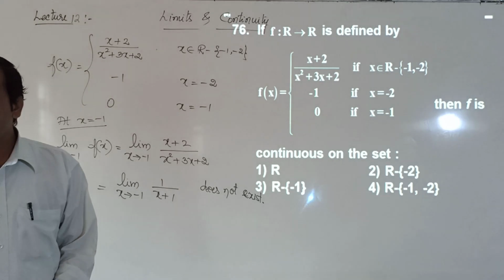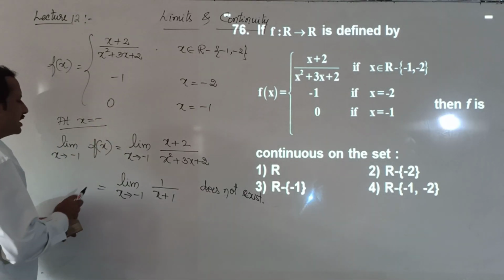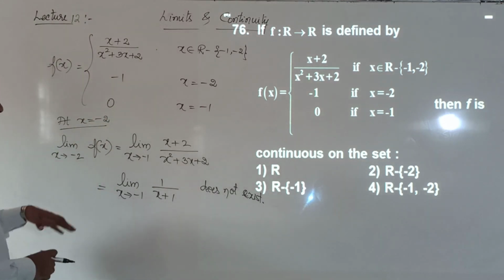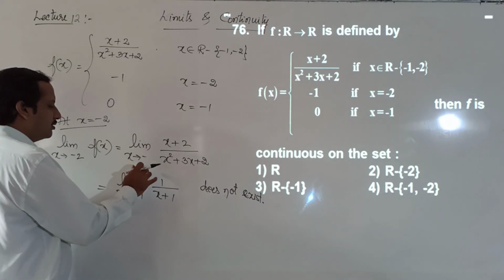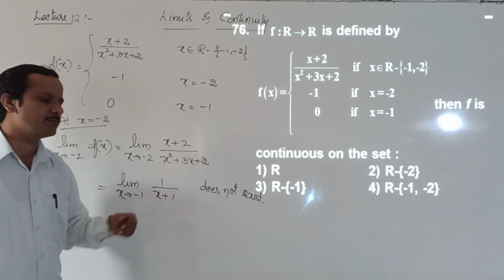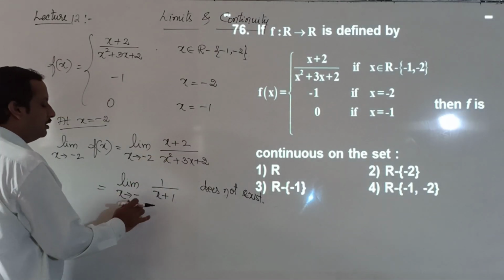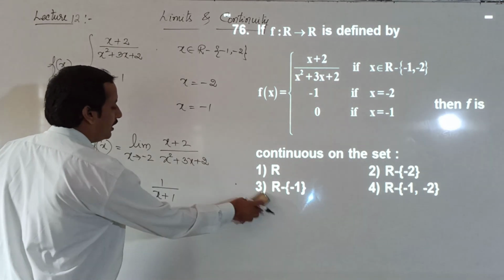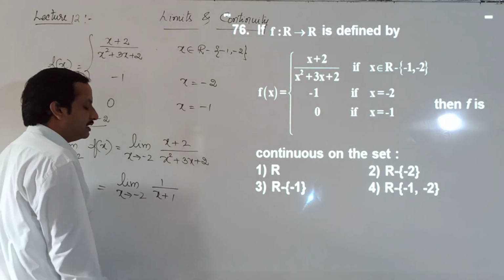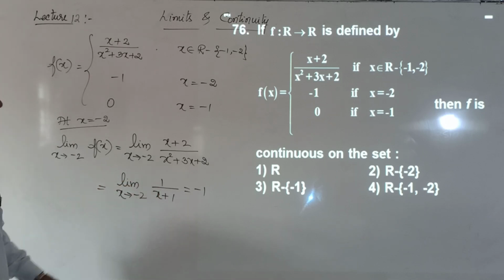Right. Now we need to check the continuity at -2. So at -1 it is discontinuous. At -2 what happens? Let us observe. Limit x tends to -2 f of x, f of x is x plus 2 by x square plus 3x plus 2. On factorization, this will give you x plus 1 and x plus 2. x plus 2 gets cancelled. So you have limit x tends to -2, 1 by x plus 1. Apply the limit now: -2 plus 1 is -1. So limit x tends to -2 f of x is -1.